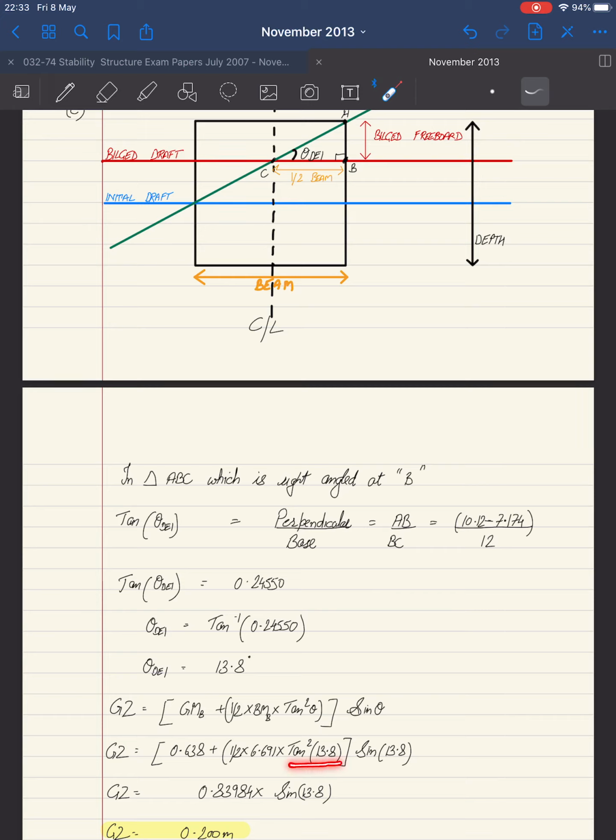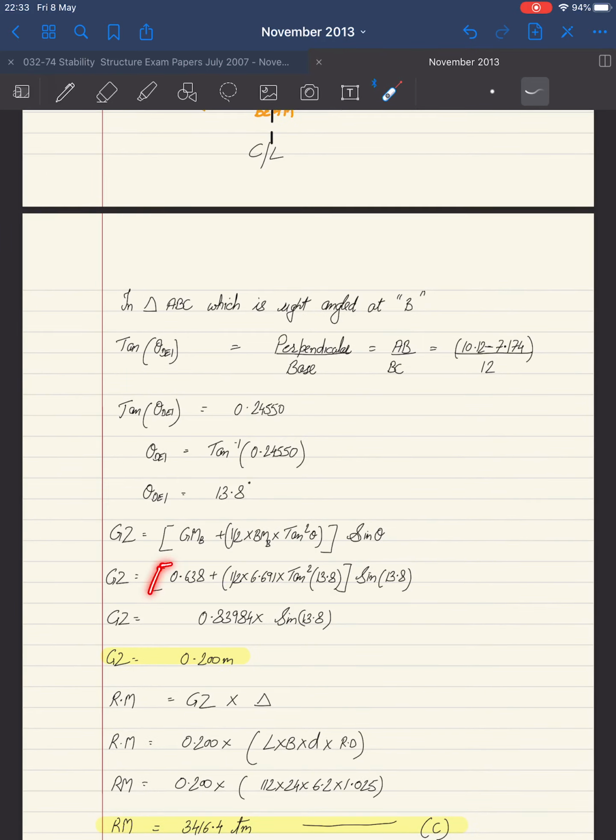And tan squared of 13.8 degrees. So theta is basically the angle of heel, which we found to be 13.8 degrees at deck edge immersion. And sine of theta is again sine of the angle of deck edge immersion, which is sine of 13.8 degrees. When we solve the values inside the brackets, we get 0.83984 multiplied by sine of 13.8. When we solve it further, we'll get GZ equal to 0.200 meters.